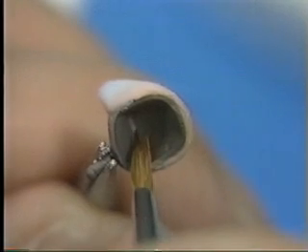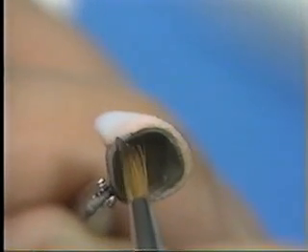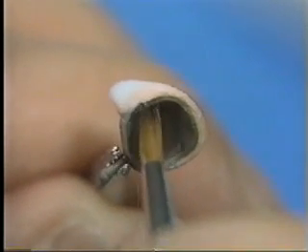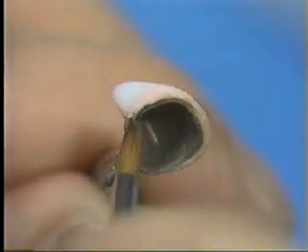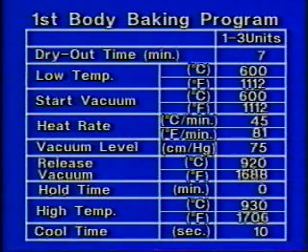Inspect the inner side of the metal framework for porcelain excess. Carefully remove any porcelain contamination with a small brush. Dry the body and enamel at the table of the porcelain furnace for 7 minutes and then bake it from 1112 degrees to 1706 degrees Fahrenheit at the rate of 81 degrees per minute.